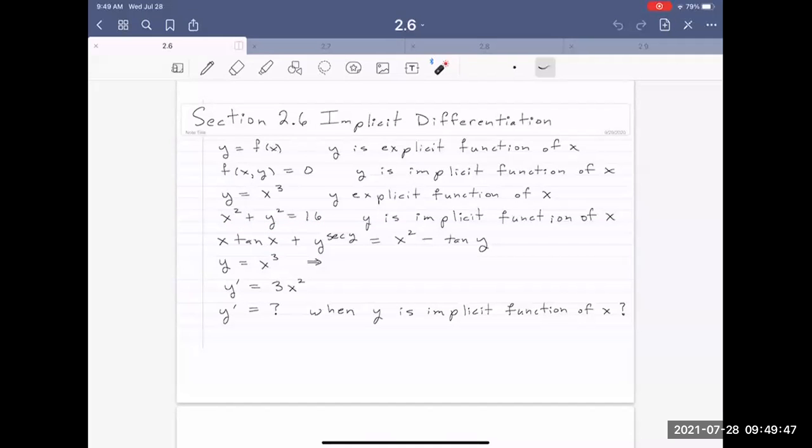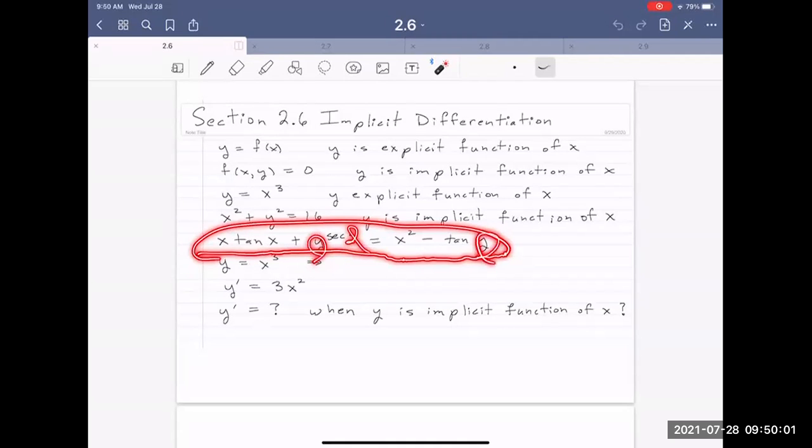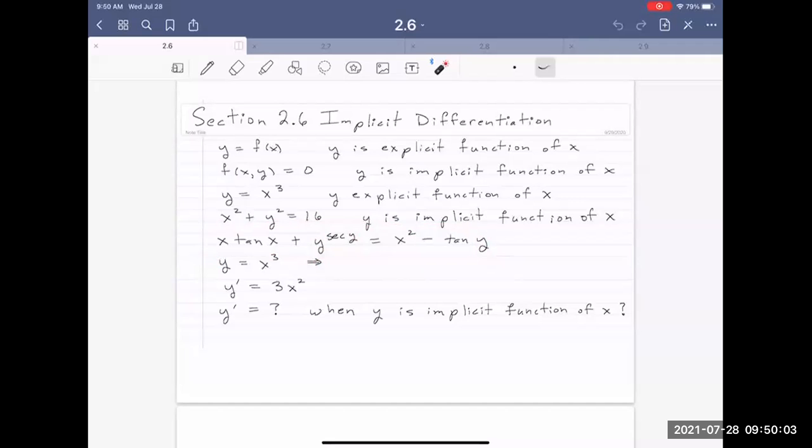So maybe you have something like x tangent x plus y to the power secant y is equal to x squared minus tangent y. Well, y here is some function of x, but I have no idea how it is related to x. You can't really solve a problem like this. It's just too complicated.